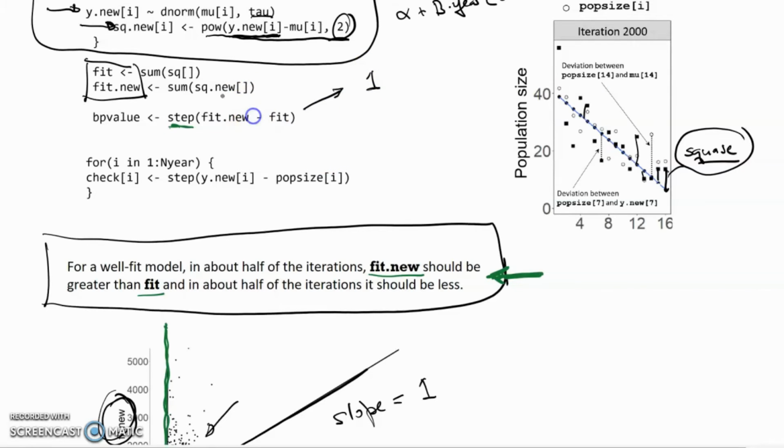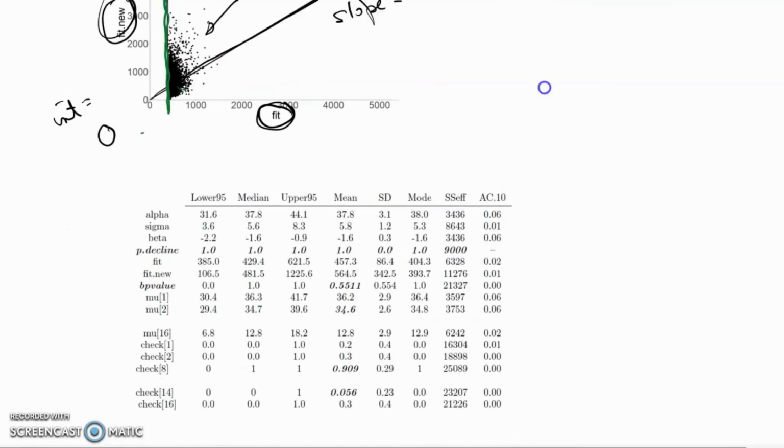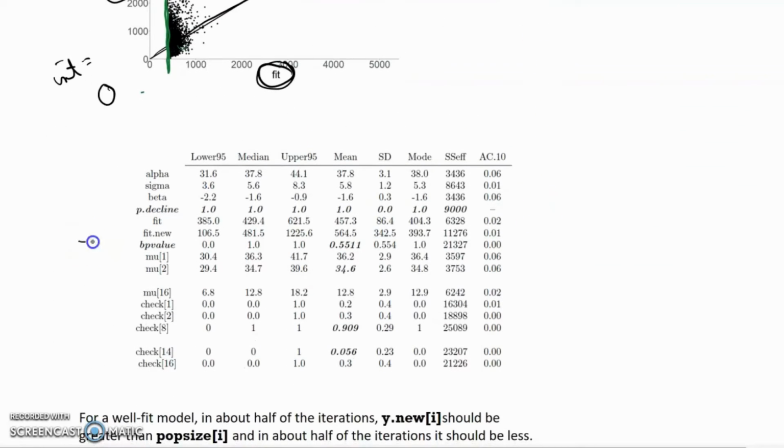In contrast, if fit new is less than fit, then the step function will return a 0. So we've got all these iterations, and in each one of these iterations, we calculate our BP value as either being a 1 or a 0, and we monitor it. And at the end, here's what we see.